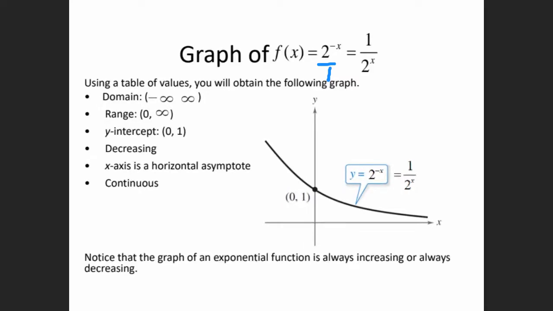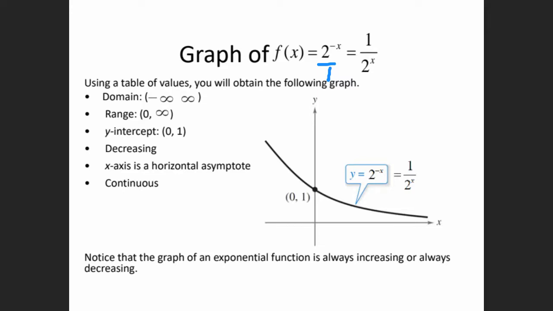Now, as stated before, since my base is a fraction, it's going to be decreasing. So this is two ways that you'll see that the function is decreasing: if my base is a fraction, a value between 0 and 1, or if my exponent is negative. If my exponent is negative, we're going to have a decreasing function. Again, the x-axis is still my horizontal asymptote, and again, this is a continuous graph.